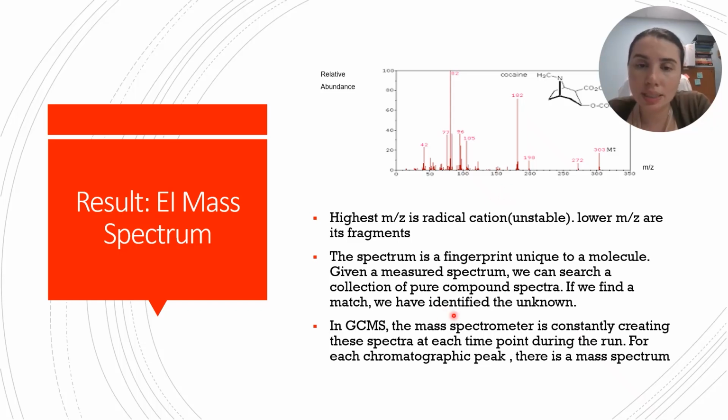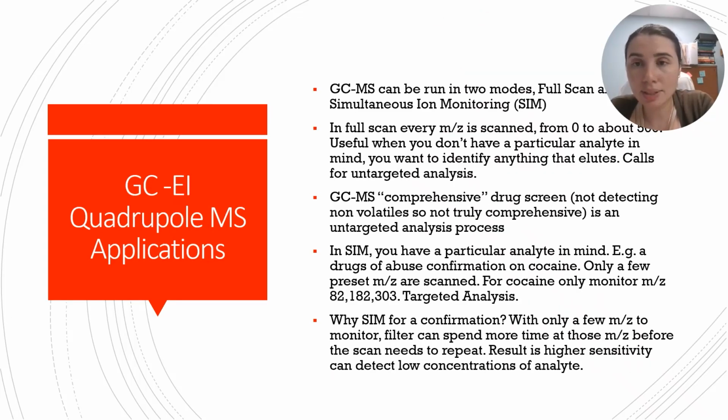So in the GCMS, as your chromatogram goes, as the individual compounds flow into the mass spectrometer, into the detector, the mass spec is constantly creating spectra for every compound in these peaks. And so you have a mass spec associated with every LC peak. You can run the GCMS in 2 modes, full scan and simultaneous ion monitoring, or SIM.